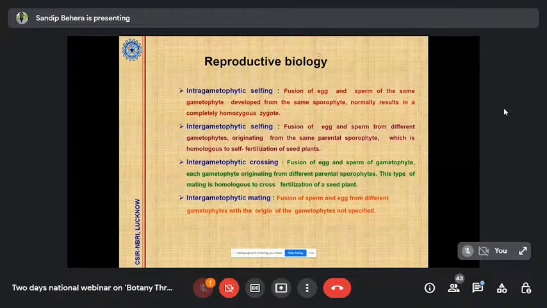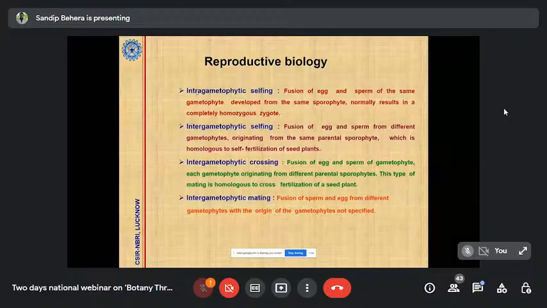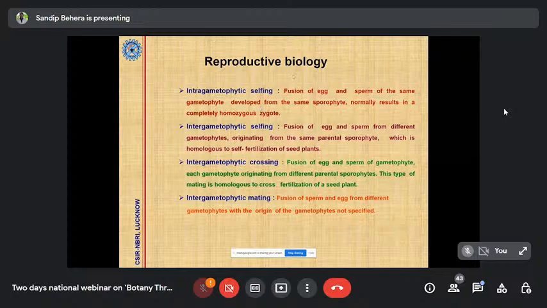So in reproductive biology, different types of selfing are there. One is intragametophytic selfing, another is intergametophytic selfing, then intergametophytic crossing, intergametophytic mating. What is intragametophytic selfing? For example, there is a Pteridium, one gametophyte is there.